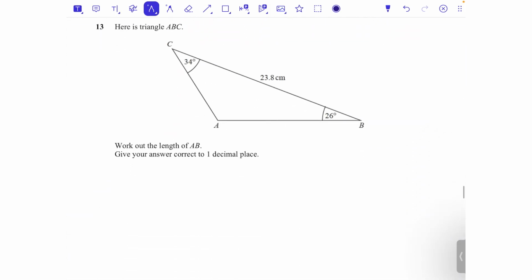Question number 13. Now, this is giving me cosine rule or sine rule vibes. It's a triangle. It hasn't got a right angle, so we can't use Pythagoras. And we're being asked to work out the length of AB. So I'm going to pop a little X here so I know what it is I'm trying to work out.